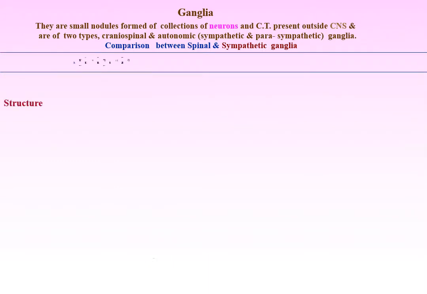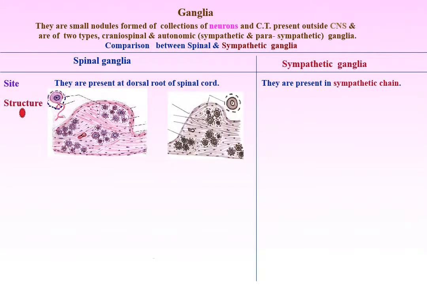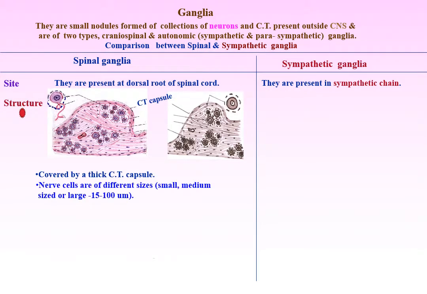Comparison between spinal and sympathetic ganglia. For easy differentiation between both, we have to consider the structure and function of each. Spinal ganglia are present mostly at the dorsal roots of the spinal cord, while sympathetic ganglia are present mostly in the sympathetic chain structure. Spinal ganglia are covered by thick connective tissue capsule.